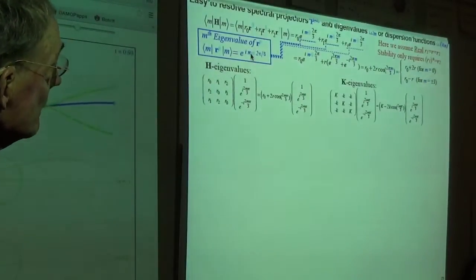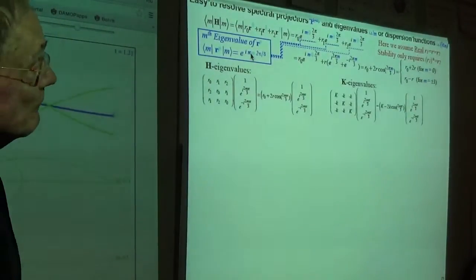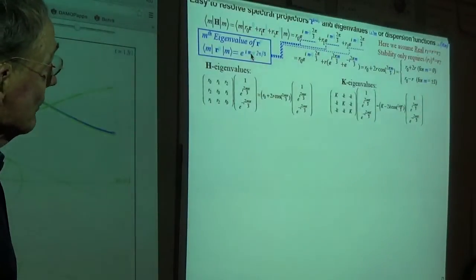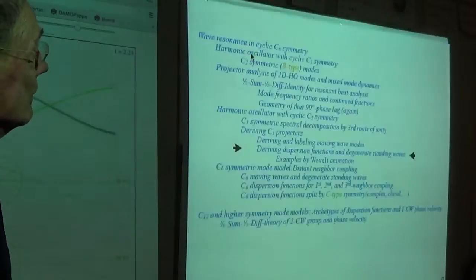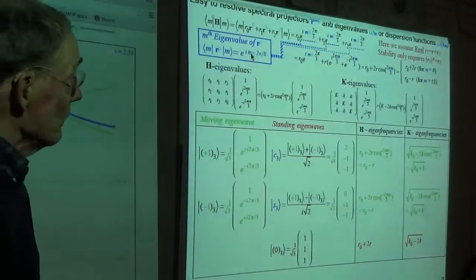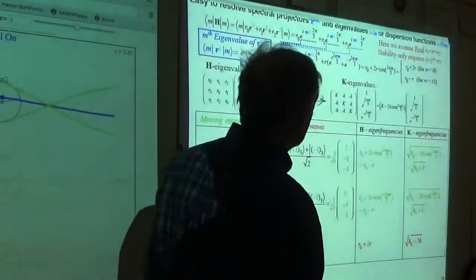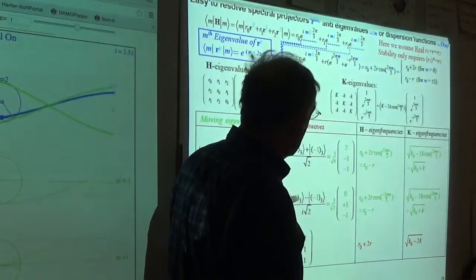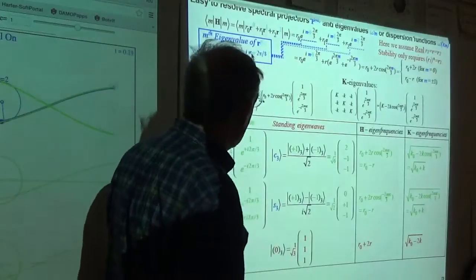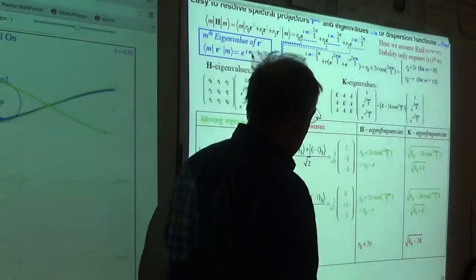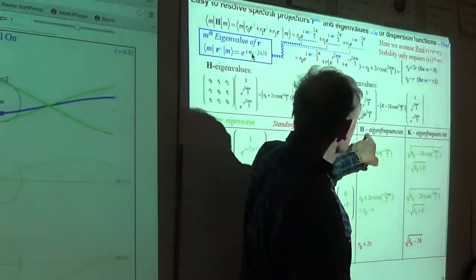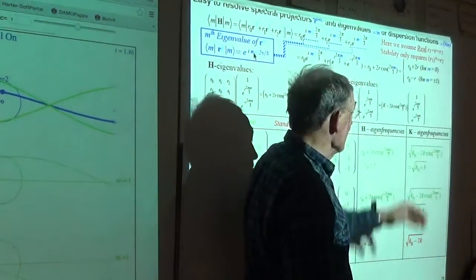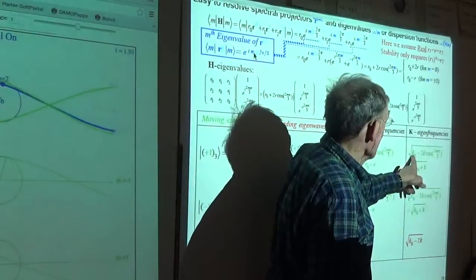Now, remember that if we're talking about the K matrix, we still have to take the square root of the eigenvalues. If we're doing quantum mechanics, we're done. But for a standing wave or a moving wave of a mechanical oscillator, I've got to take whatever number I get from this box right here, that's the H eigenfrequencies, whatever number I get here, using the different notation, of course, I've got to take a square root.